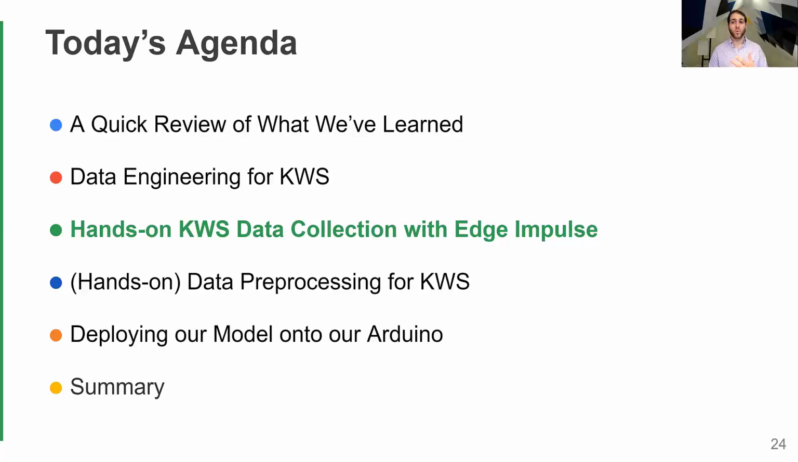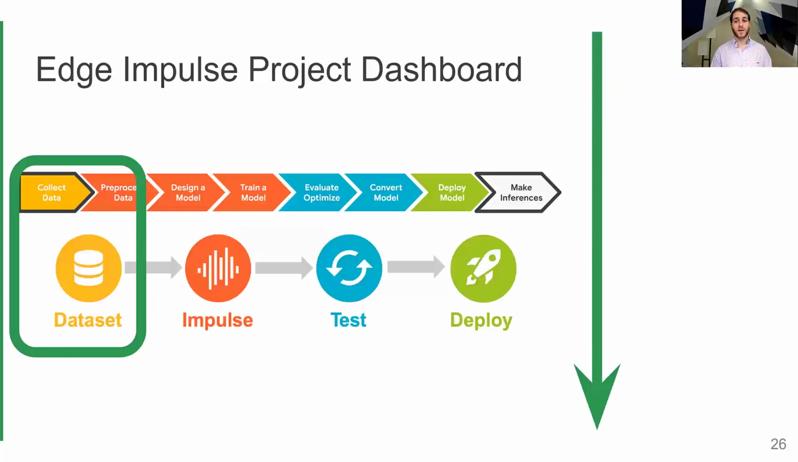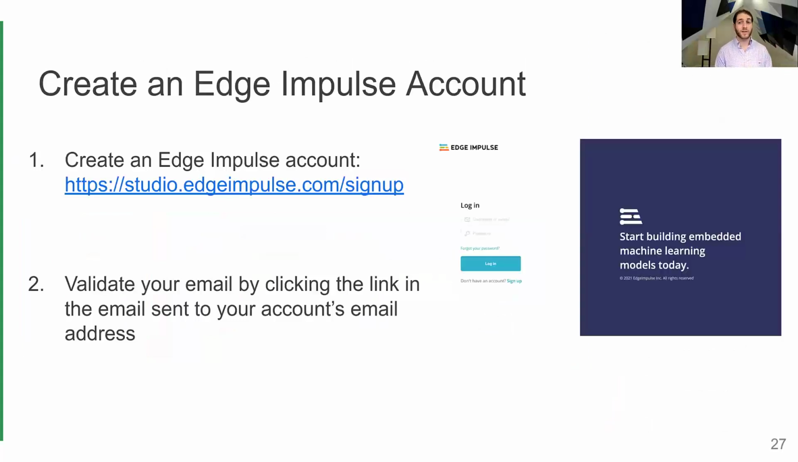So what we're going to do then with that in mind is I'd like you to think about 2 keywords that you might like to do, and we're going to actually record them with Edge Impulse, just like we did yesterday. So we're going to work through that data set step. And again, if you don't have an Edge Impulse account now, create one at studio.edgeimpulse.com/signup, or log into your Edge Impulse account.